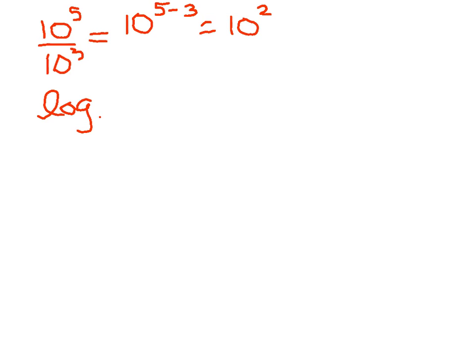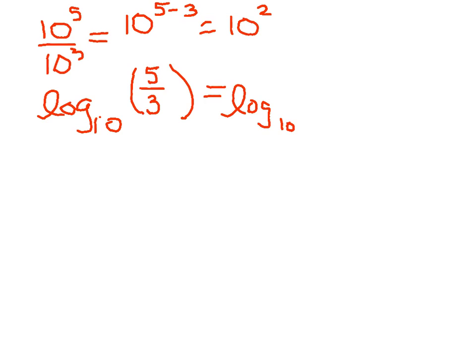Okay, so let's say I have 10 to the 5th over 10 to the 3rd. That gives me 10 to the 5 minus 3, or 10 to the 2nd. Therefore, if I had the log to the base 10 of 5 over 3, that's going to be log to the base 10 of 5 minus log to the base 10 of 3. That's a minus sign. There you go.